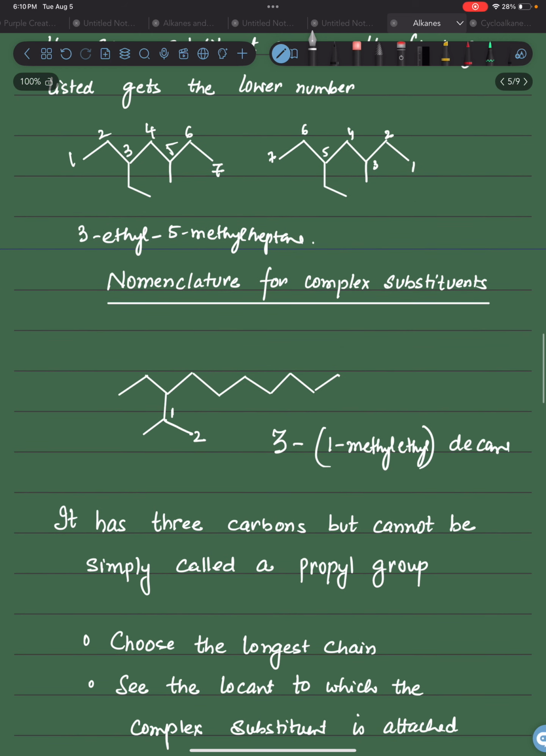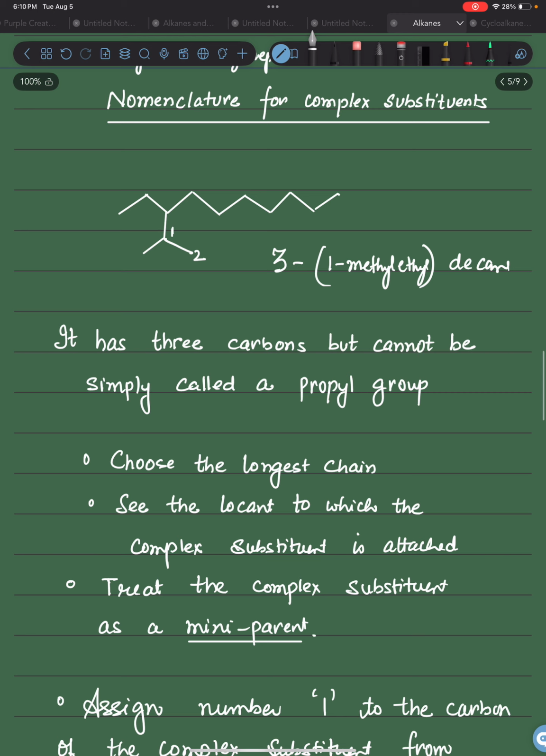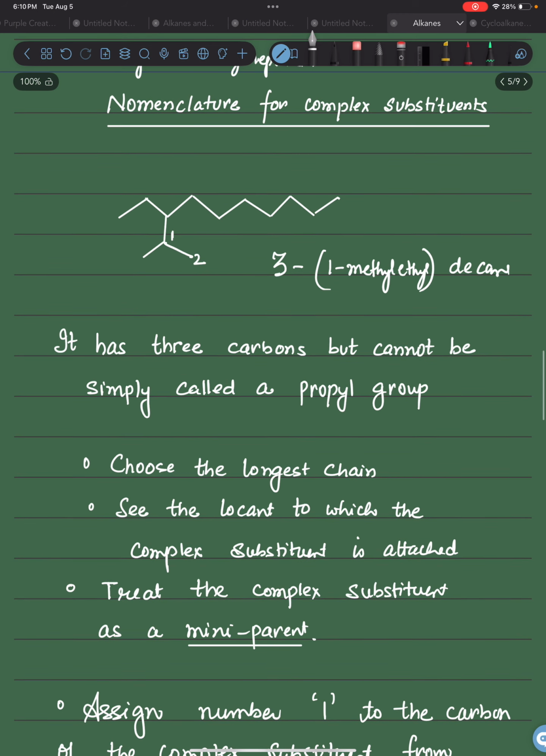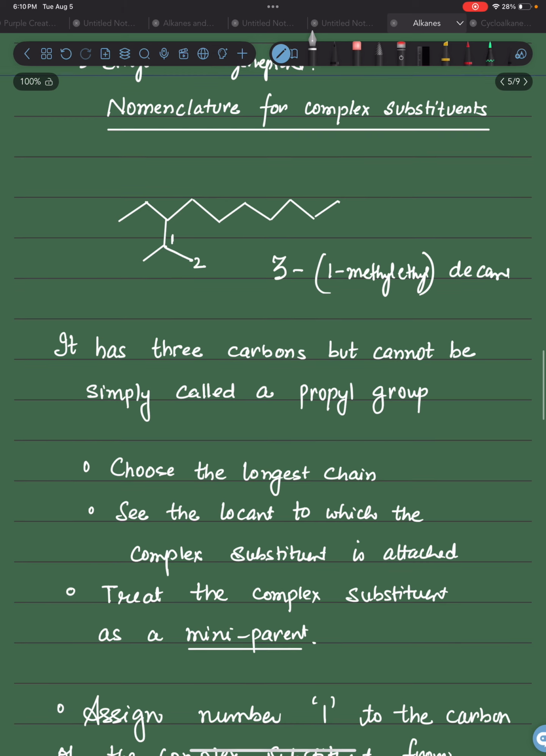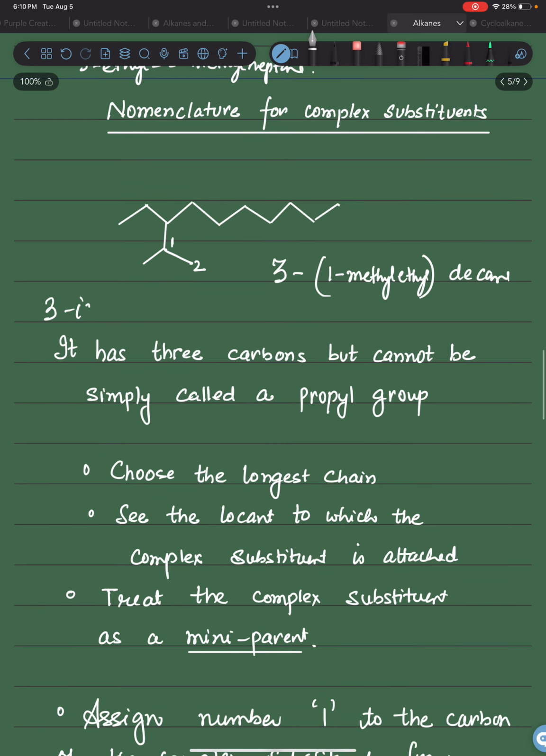So you can use common names if you are familiar with them. Then you can write 3-isopropyl decane. That is the simplest name. Common names are permissible for such substituents: isopropyl, tertiary butyl, isobutyl. So 3-isopropyldecane is also a correct name as per IUPAC rules.